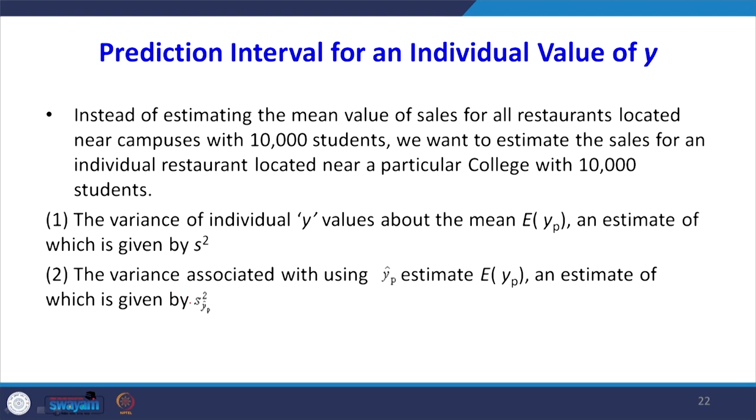So, what is happening here? If you want to go for a prediction interval, these two variances have to be added. One variance is for y, and another variance is for y hat p, right?